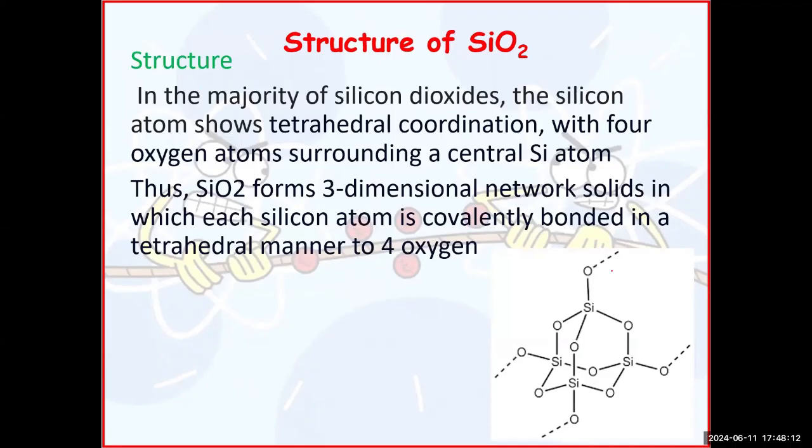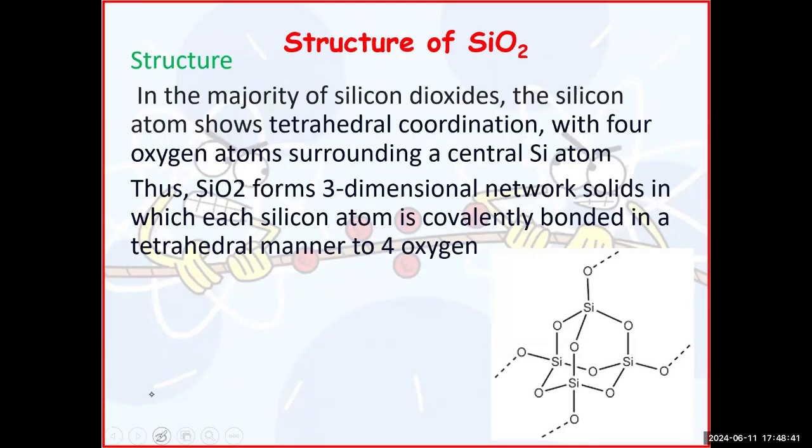Now the last structure of your covalent bonding, and then we will end the covalent bonding, is silicon 4 oxide, or you can also call it silicon dioxide. The silicon dioxide structure is the same as diamond. The orientation of silicon 4 oxide is the same as diamond.